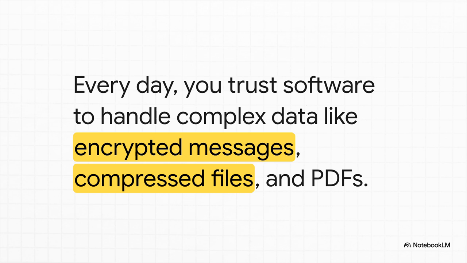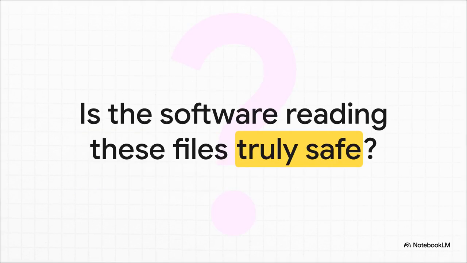So think about it. Every single day, you trust software to handle some incredibly complex stuff. Encrypted messages, compressed files, you name it. These aren't just simple text documents, right? They're these intricate structures with a ton of rules. And that, right there, is where the danger can creep in. So that begs the million-dollar question. How do we actually know the software we rely on is safe? I mean, how do we find those little hidden cracks in the armor before the bad guys do?